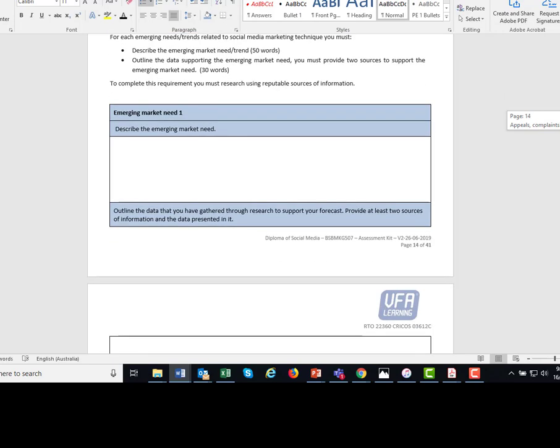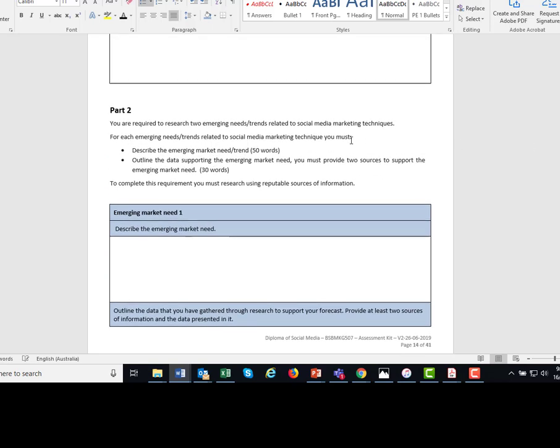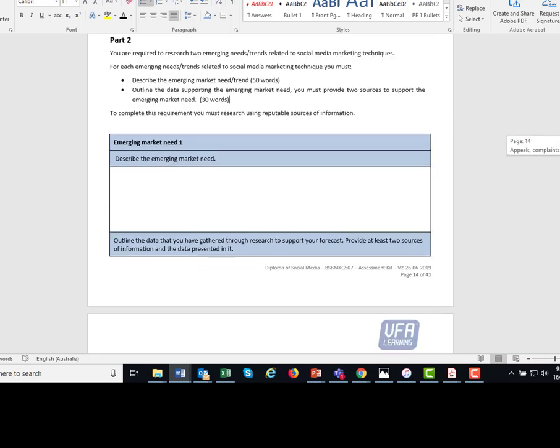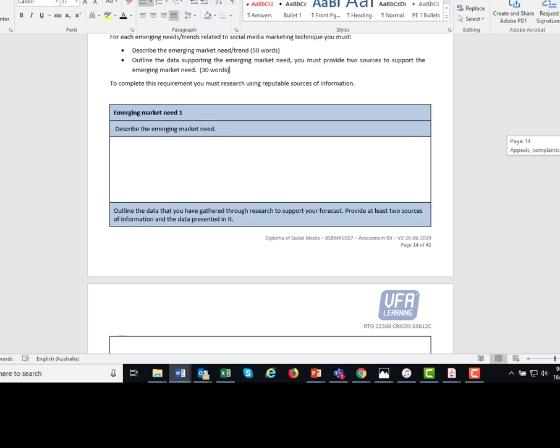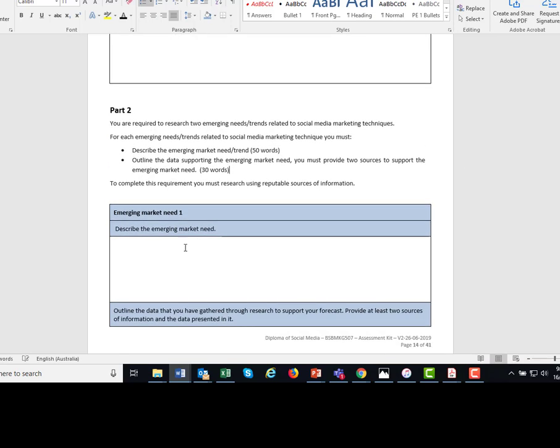Whereas assessment task 2 is different because you're required to research 2 emerging needs or trends related to social media marketing techniques. For each one, you must describe the emerging market need or trend and outline the data supporting it. So this is a bit different in that it's not so much about their products, say their blow drying or their photography or whatever. This is about social media marketing emerging trends.